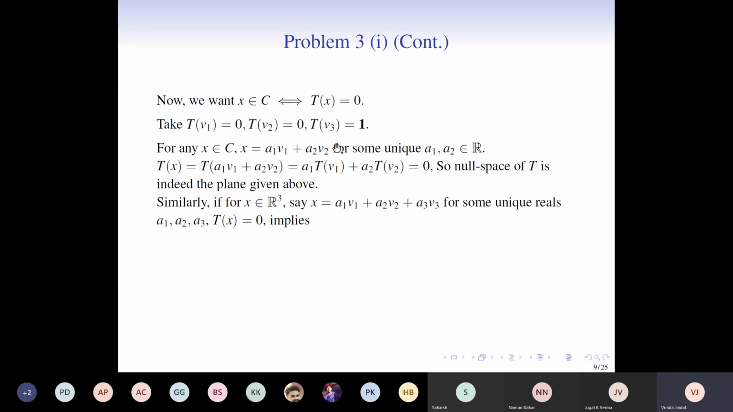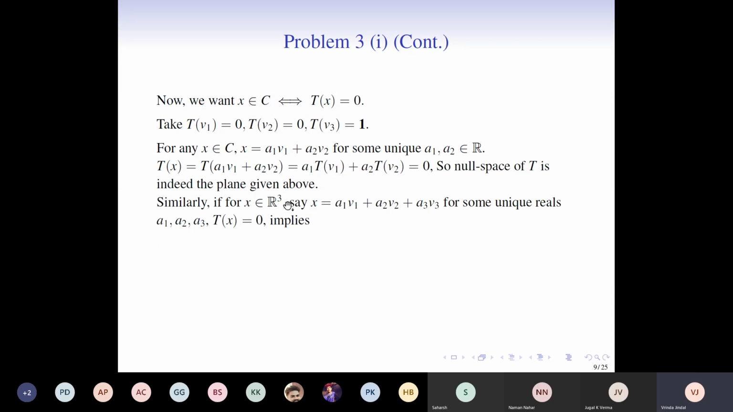Now we could do this in the reverse direction also. If T of x equals 0, then you could prove that x indeed lies in C. I've just put it in a simple form here. So for any x belonging to R3, suppose we have T of x equal to 0. Since x belongs to R3 and v1, v2 and v3 together form a basis of R3, x could be written as a1 v1 plus a2 v2 plus a3 v3 for some unique reals a1, a2, a3.